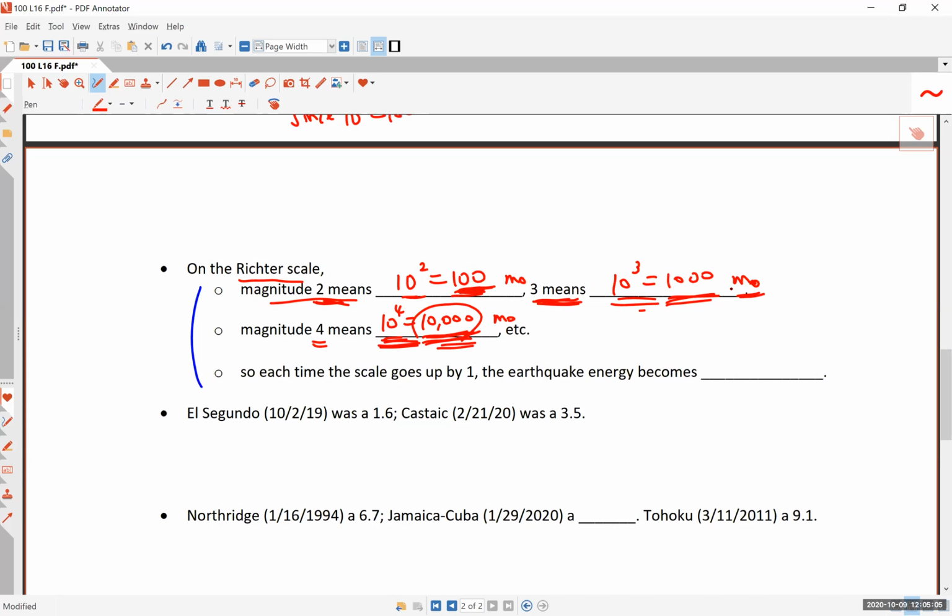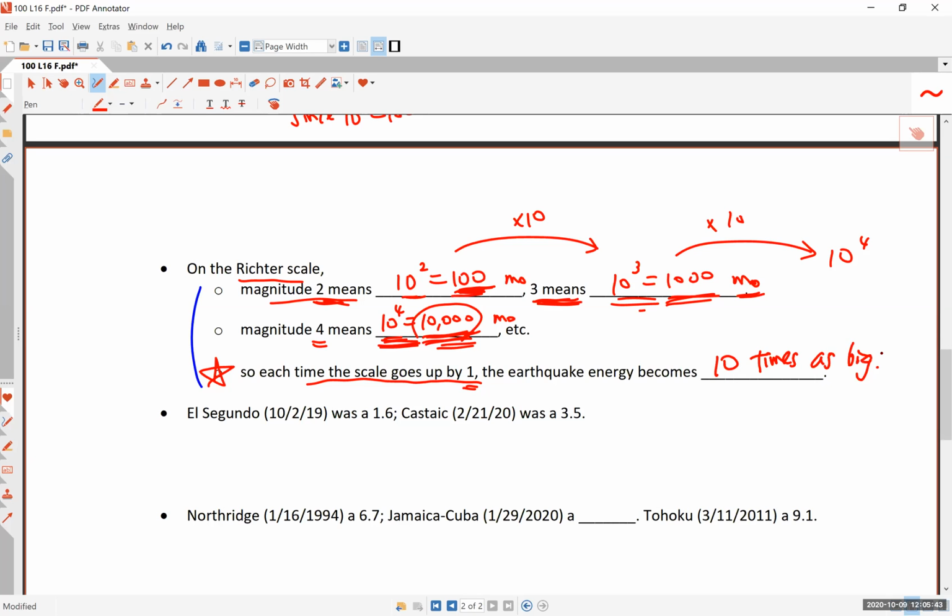a 3.0 earthquake. You notice here, every time this number goes up by 1, the intensity of the earthquake gets multiplied by 10 times. And that's why you go from 10 to the third to 10 to the fourth, it again multiplied by 10 times. 10 times 10 is of course 100 times, right? So each time the scale goes up by 1, very, very careful, very important here. Maybe this is the most important line of this lesson. Each time the scale goes up by 1, the earthquake energy becomes 10 times as big.